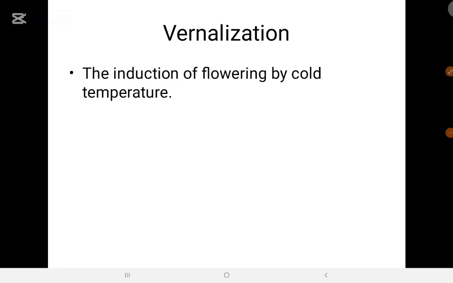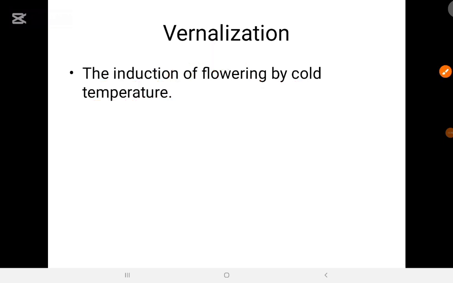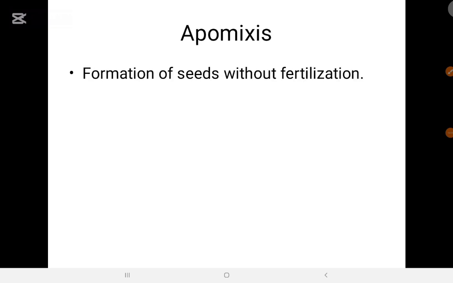Vernalization. As I said, the word Venus means springtime or spring. It is the induction of flowering by cold temperature. So we use cold temperature so that the plant will begin to flower in the spring.